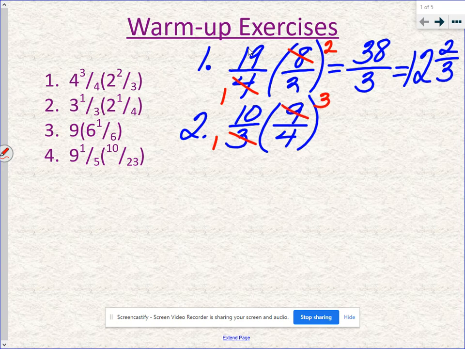I see I have even numbers, so I can put 2 into each of them. So 2 goes into 4 twice. 2 goes into 10 5 times. I now have 5 times 3 to be 15, and 1 times 2 to be 2. And when you convert 15 halves into a mixed number, you will get 7 1/2.